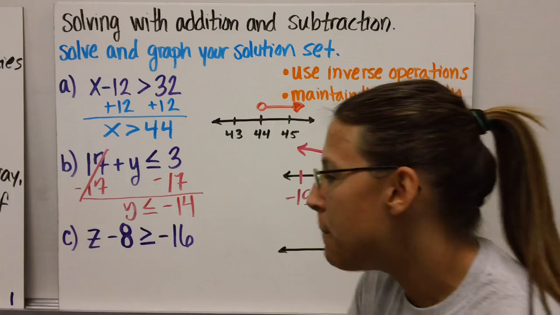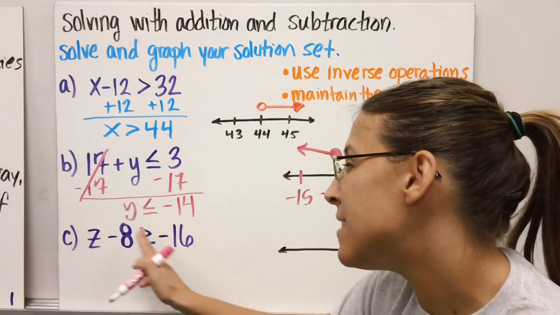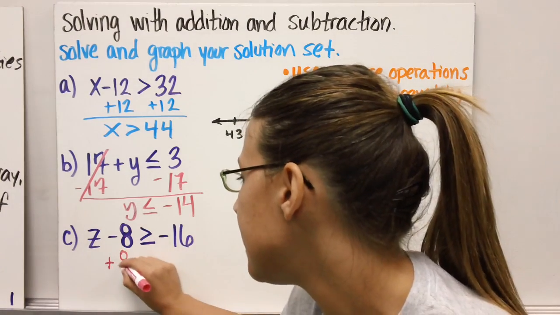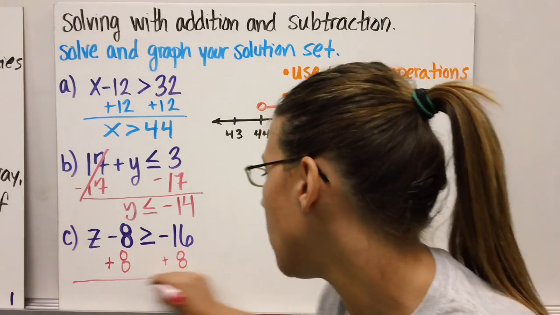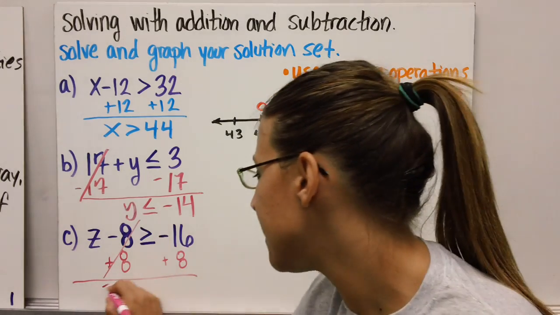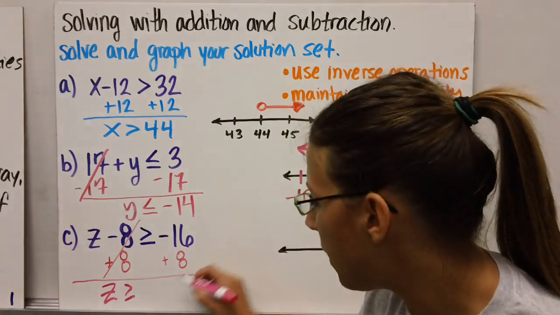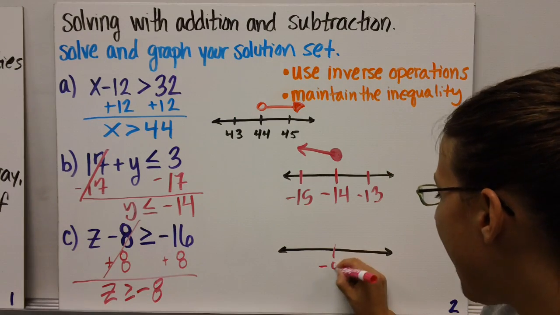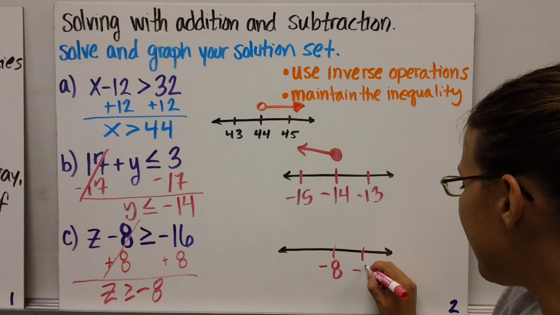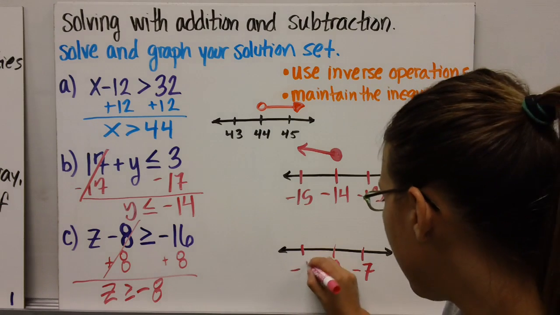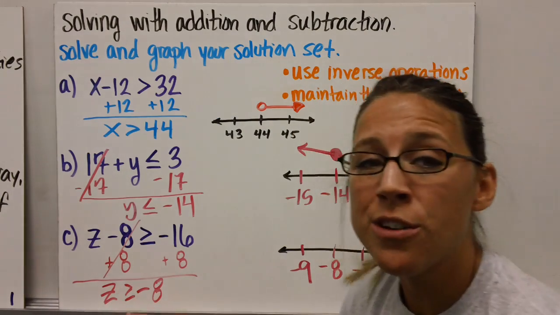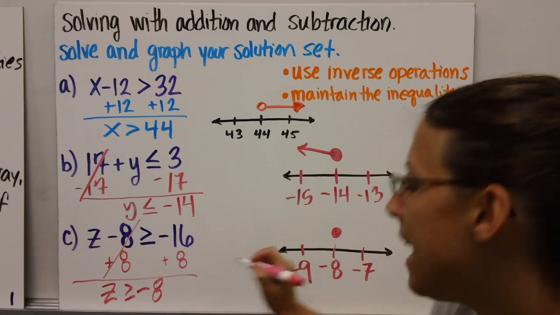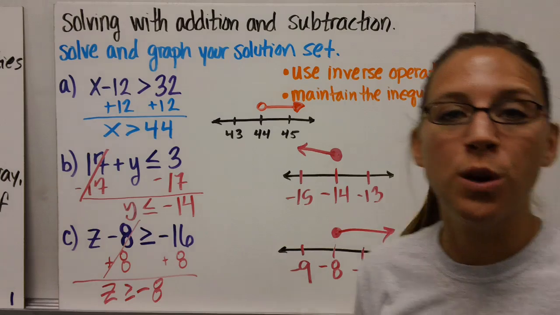Okay, how about example C? z minus 8 is greater than or equal to negative 16. The opposite of subtraction is addition, so I add 8 to both sides in order to get 0 added to z. z is now greater than or equal to negative 8. Okay, so negative 8, that's negative 7, and then negative 9. z is greater than or equal to negative 8, so negative 8 is included, so it's filled in. And greater than or equal to is to the right.